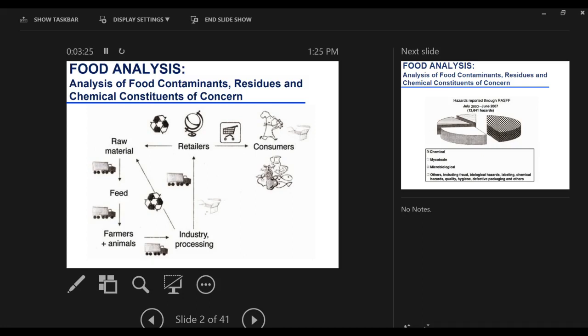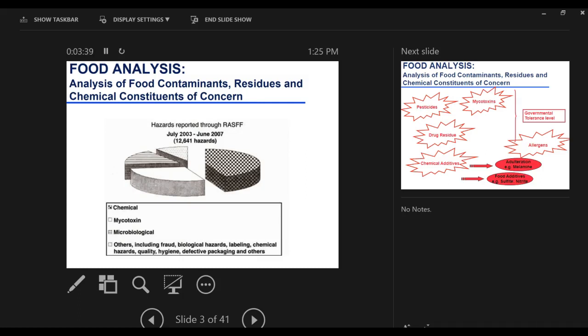Presence of adulteration, presence of other substances like sulfites that people can be sensitive to. So, many of these outbreaks or hazard reports are due to chemical. Chemical can be pesticides or heavy metal or sulfites or allergens. Mycotoxins from mold and fungal growth, microbial is a big one. And then others, the fraud, biological hazards, labeling, use certain packaging that has like bisphenol A, for example, or some ink material that can get into the food and be hazardous.